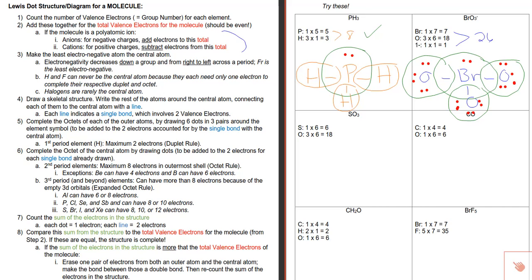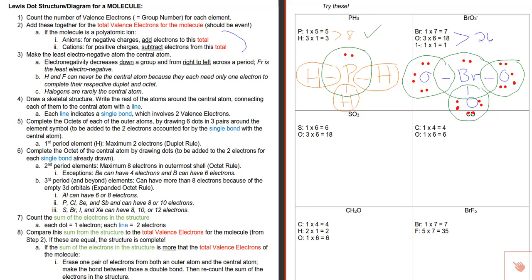Now I'm on step 7. I'm going to count the sum of all the electrons in this structure. If I have 3 lines which each represent 2 valence electrons, that's 6. And then I also have 20 dots altogether. 20 plus the 6 adds up to 26, so this structure is complete.